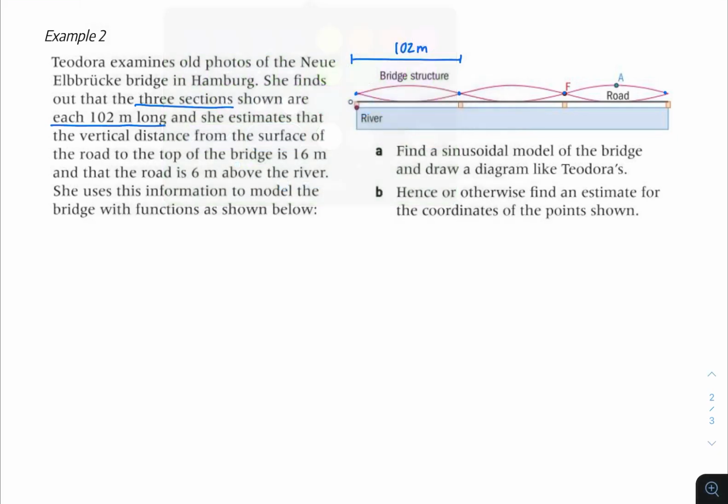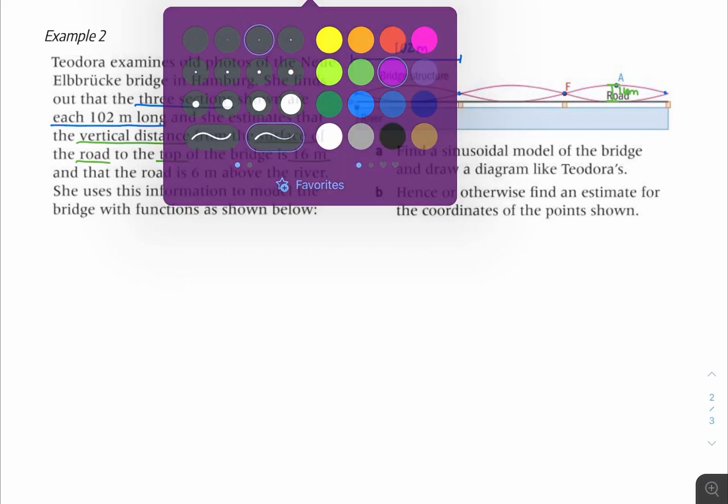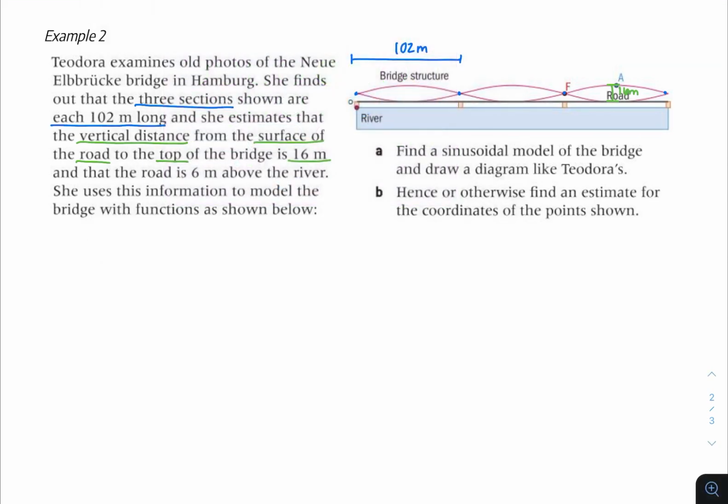Next, we have the vertical distance from the surface of the road to the top of the bridge is 16. So my road is the black line and the top of my bridge is where the point A would be. And this would be 16 meters. And then the last piece of information we're given is that the road is 6 meters above the river. So the road is this black line and the river is here.